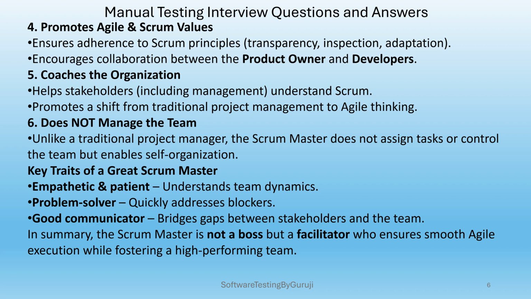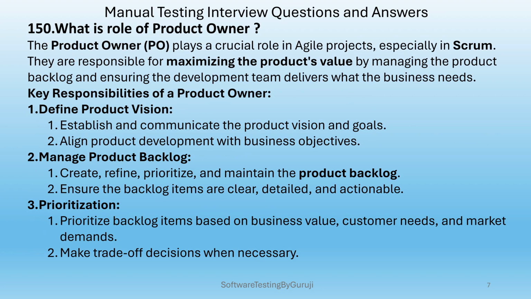In simple words, we can say Scrum Master is not a boss but a facilitator who ensures smooth agile execution while fostering a high performing team. So this is the role of the Scrum Master. Let's move to another question. Next question is, what is the role of product owner?